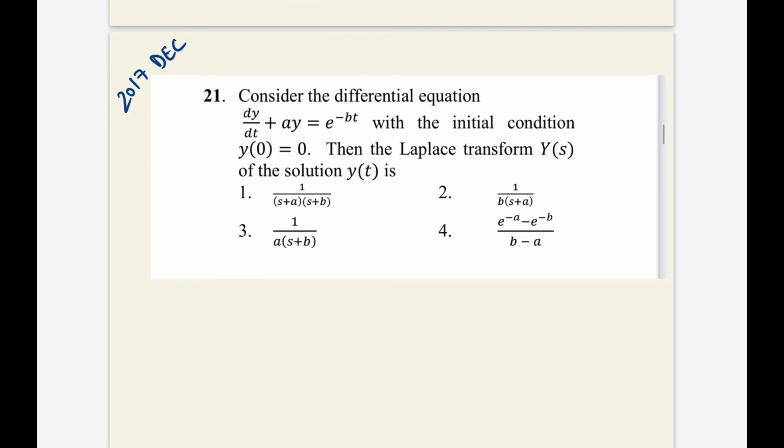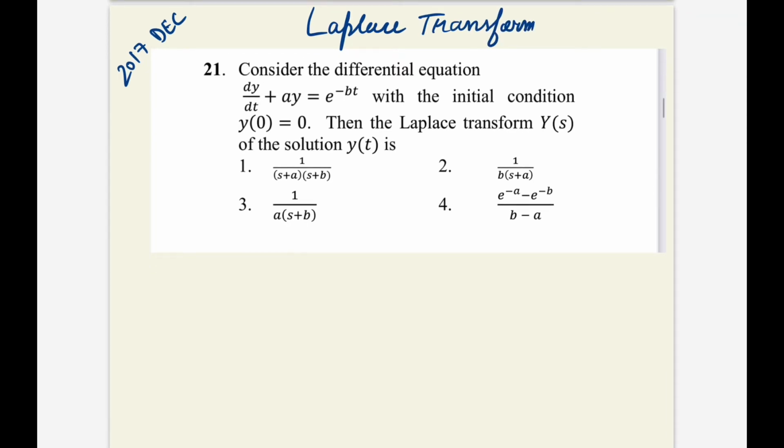It is on the Laplace transform. Okay, this question is based on the Laplace transform. So here, I will read the question. Consider the differential equation dy by dt plus ay is equal to e to the power minus bt with the initial condition y of 0 is equal to 0. Then the Laplace transform Y of s of the solution y of t is.